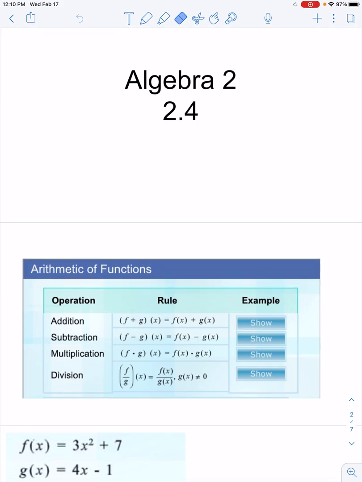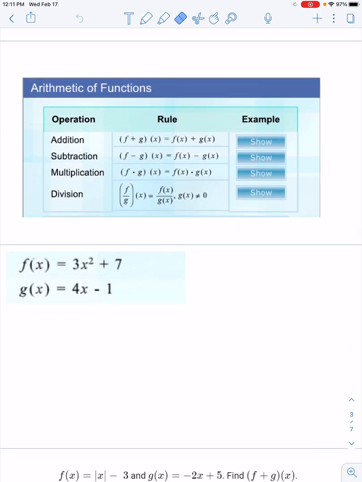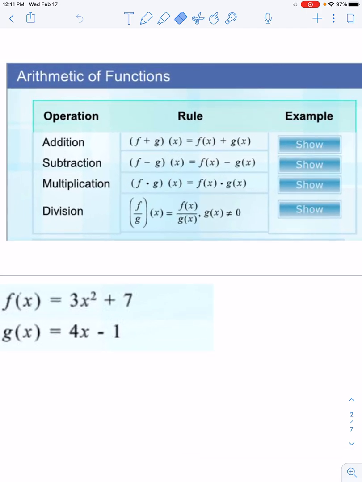This is for Algebra 2, Section 2.4, combining functions. So this little chart at the top here goes over from Apex the 4 different function rules that we have. Essentially we're taking two functions, maybe f of x and g of x, and we're going to either add them together.